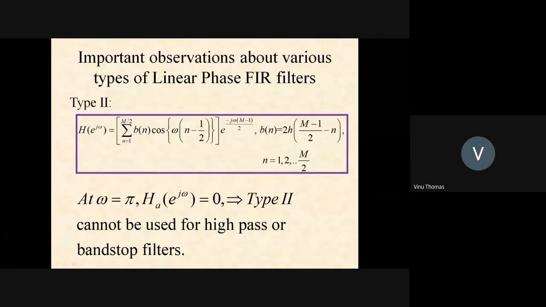So you would have appreciated that the type 1 linear phase FIR filter, which is a symmetric odd-length filter, could be used for designing any kind of filter. Whereas a type 2 filter cannot be used for high pass or band stop filters because at omega equal to pi, H of e to the j omega vanishes to 0. So type 2 filters can be used only to design low pass and band pass filters.